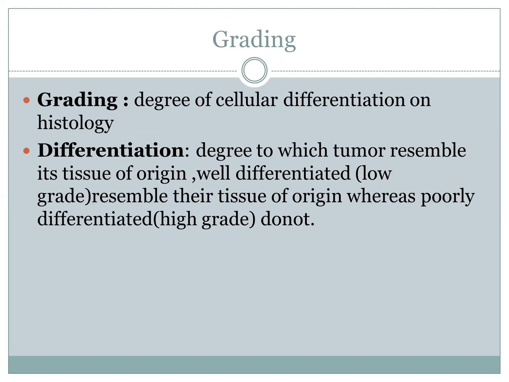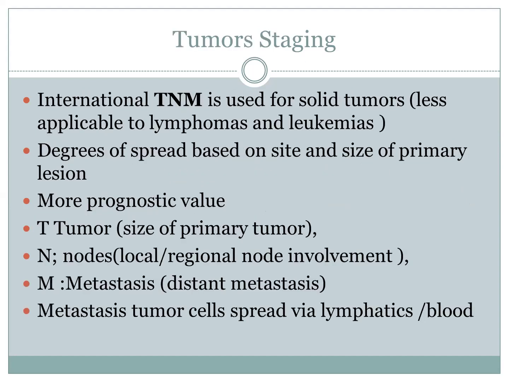Then grading is important in cancer. Grading is degree of cellular differentiation on histology. So what is differentiation? Differentiation is degree to which tumor resembles its tissue of origin. Well differentiated tumor means that the cancer is of low grade and it resembles the tissue of origin, whereas poorly differentiated means the cancer is high grade and it does not resemble the tissue of origin. So poorly differentiated has bad prognosis compared with well differentiated.